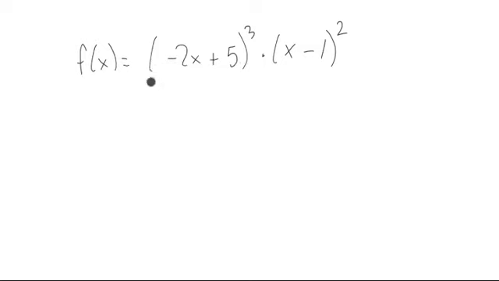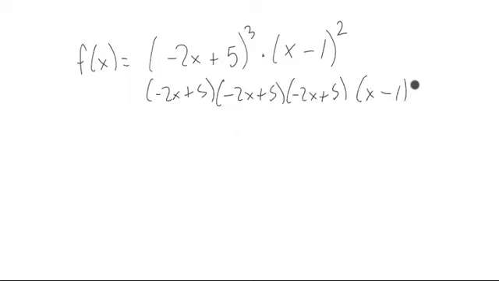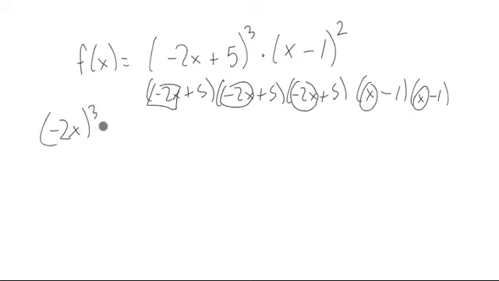Okay, well, think about these factors. Negative 2x plus 5, negative 2x plus 5, negative 2x plus 5, x minus 1, x minus 1. Take the leading term of each factor and multiply them together. We get negative 2x quantity cubed times x squared. Well, in other words, negative 2x times negative 2x times negative 2x times x squared.